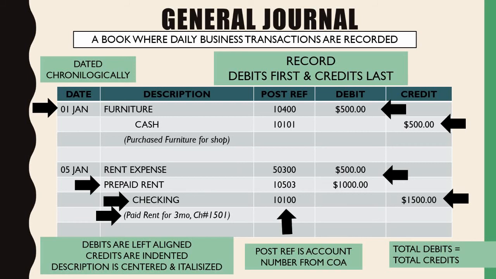You're going to have five columns. One is going to be the date. The middle part is typically the description. This is where the chart of account names are going to be, and also where you make a little description so you recognize what that transaction was about. You're going to get a post reference number, which is typically the number that you find in your chart of accounts. And then you're going to have a debit side and a credit side.